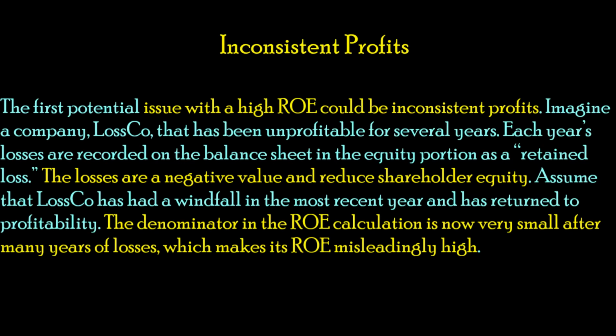Inconsistent profits. The first potential issue with a high ROE could be inconsistent profits. Imagine a company, Losco, that has been unprofitable for several years. Each year's losses are recorded on the balance sheet in the equity portion as a retained loss. The losses are a negative value and reduce shareholders' equity. Assume that Losco has had a windfall in the most recent year and has returned to profitability. The denominator in the ROE calculation is now very small after many years of losses, which makes ROE misleadingly high.